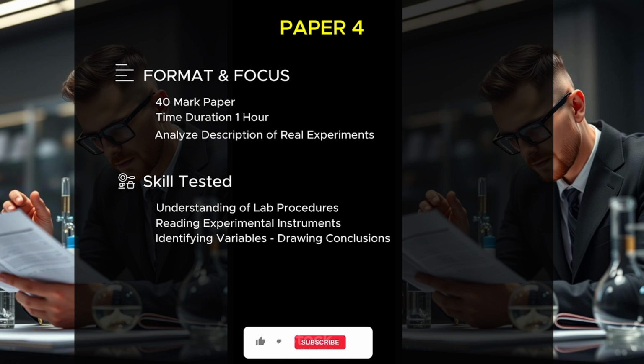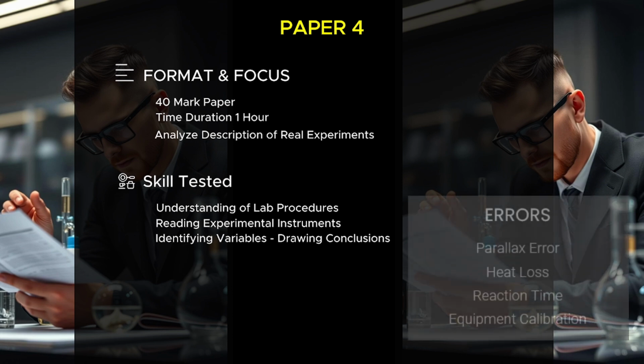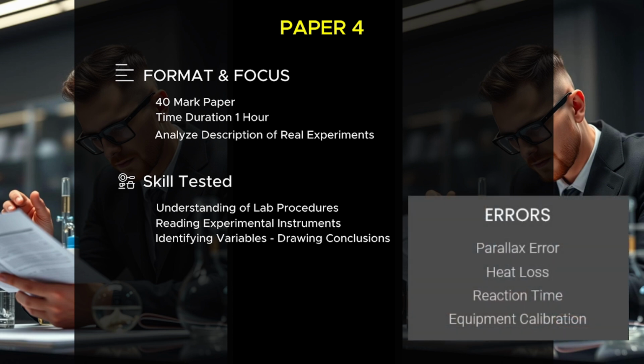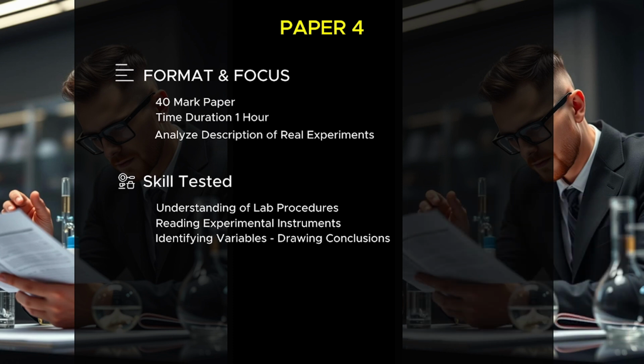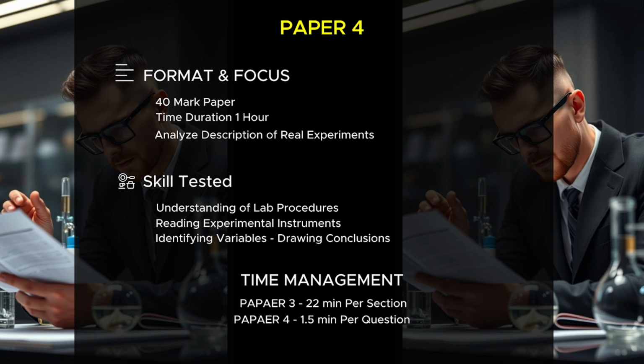Some key tips would be learn how to set up standard experiments like Ohm's law, cooling curves, pendulum timing. For paper 4, practice describing processes step by step. For example, to find density, measure mass with a balance and volume with a measuring cylinder. Memorize sources of error like parallax error, heat loss, reaction time, equipment calibration. So the timing strategy here would be for paper 3, you have roughly 22 minutes per experimental session.